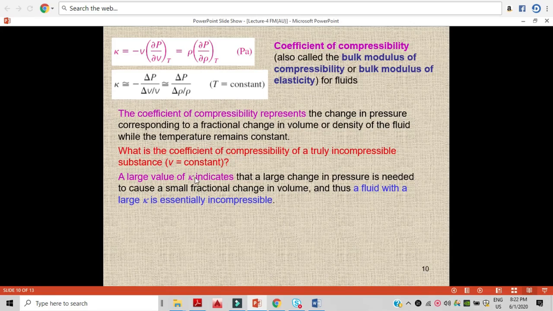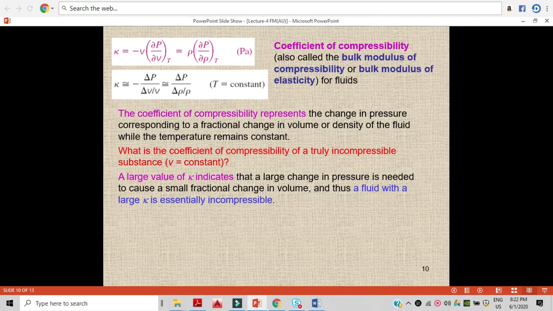A large value of K indicates that a large change in pressure is needed to cause a small fractional change in volume, and thus a fluid with a large K is essentially incompressible. If the value of K is more, that means the fluid is incompressible regardless of how much pressure you are putting on. If K is less, that means the fluid is compressible. If you increase the pressure, you will get the density increase.